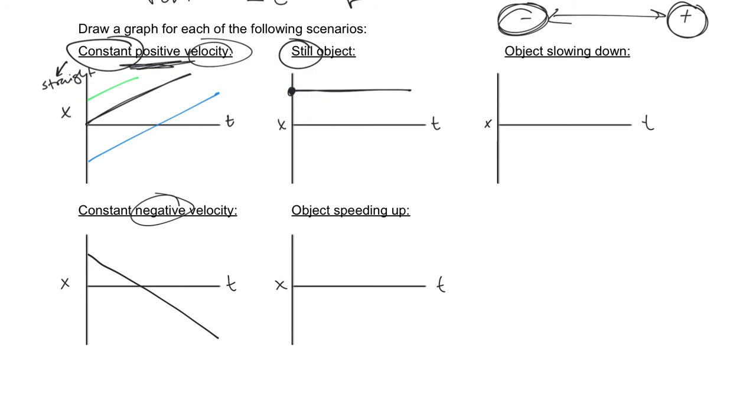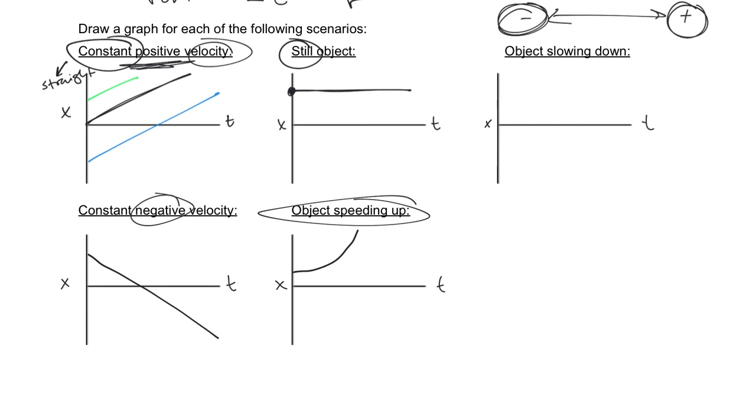And these next two are a little bit trickier. We've got an object speeding up, which means our velocity is no longer constant. We said constant is a straight line. But now we're not going to have a straight line. If we're speeding up, we're getting faster. If we're getting faster, that means we're getting steeper. So let's think about it. If we start slow, it looks like this. And then if we get faster, and then faster, and then faster, it starts looking like that, which is a curve. And if your curve is getting steeper, that means you're speeding up.